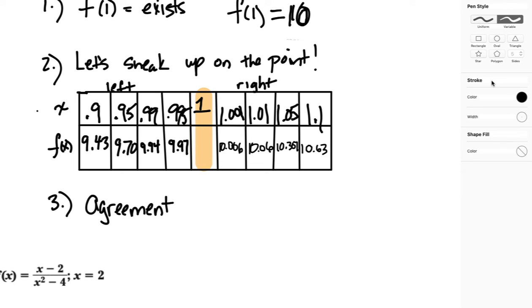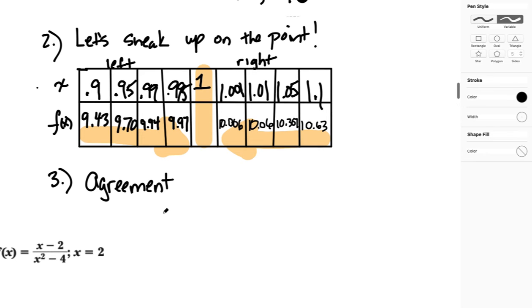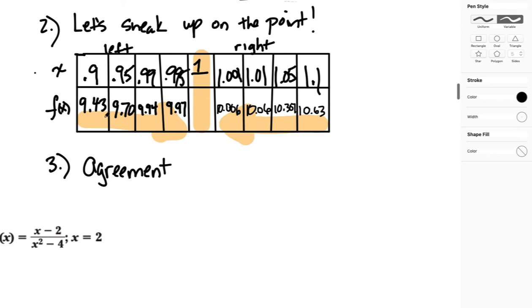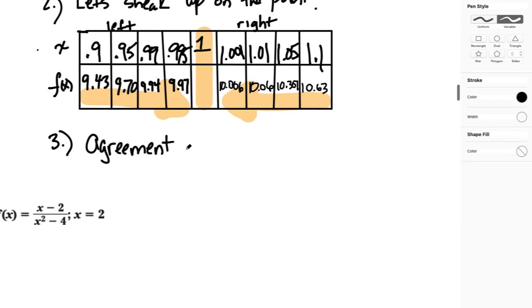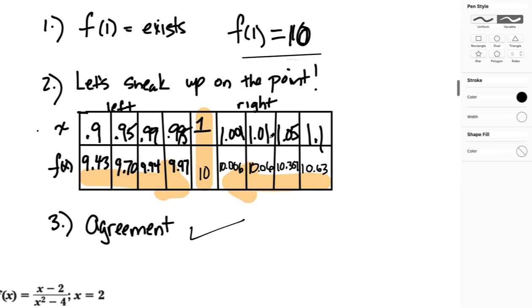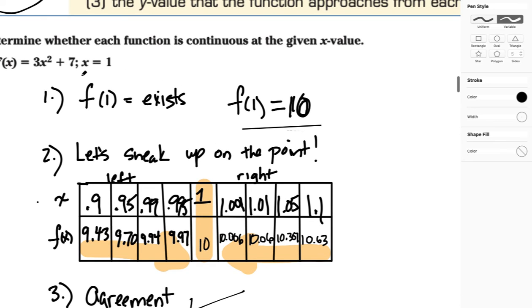Okay, so you guys see that we have sloppily, but did it anyway. We put the information into our chart, and you can see pretty fairly that as we're moving in from the left and from the right, we are definitely approaching the number 10. And so now that we see that it looks like we're approaching 10, we confirm that agreement by saying, hey, the value of f of 1 was 10. When we were sneaking up on it from the left and right, it seemed like it was 10. Yes, there is agreement. What we thought we were approaching, we approached, and therefore we can say that this function is continuous at x equals 1.